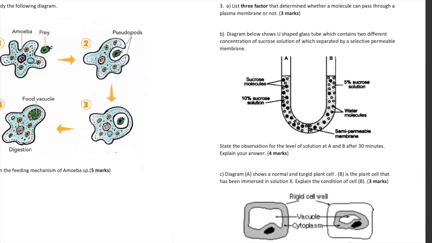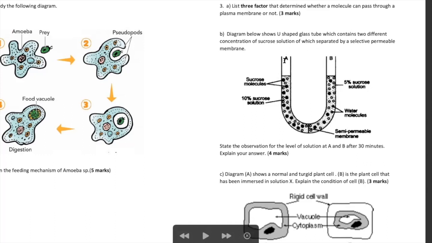Kalau awak tengok kat sini dia ada 10 sucrose. Yang ni dia ada 5 sucrose. So we can say that A is hypertonic compared to B. So bila A ni hypertonic, B ni akan jadi hypotonic. Sebab apa? Dia kurang air. Sorry, A ni hypertonic, B ni hypotonic.